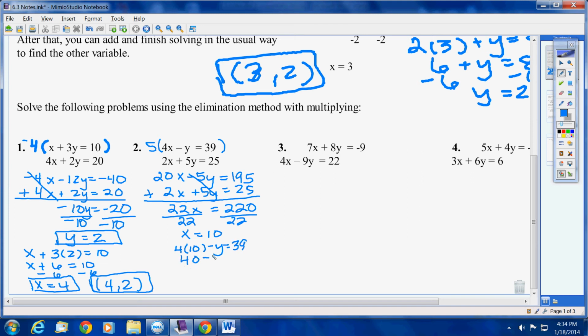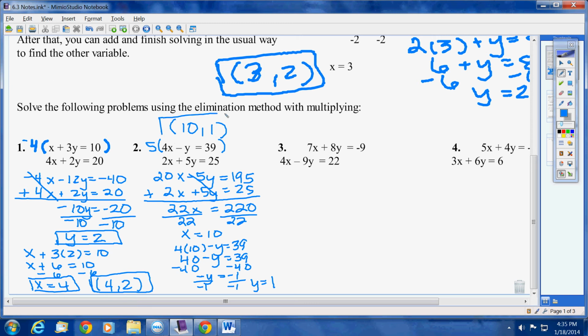Multiply that out. 40 minus y equals 39. I'm going to subtract 40 from both sides. I get negative y equals negative 1. Then I'm going to divide by negative 1, and my y equals positive 1. So these two lines are going to intersect at the point (10, 1). So number 2, the solution is going to be (10, 1).